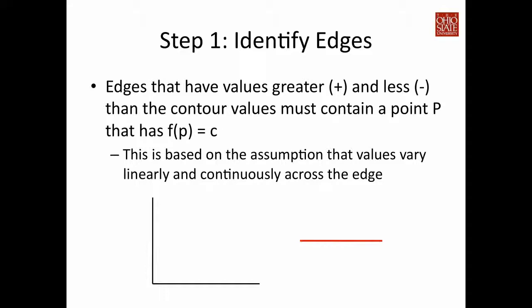Assuming two endpoints on the edge, V1 the value of P1 and V2 the value of P2. Assuming one is greater than the ISO value C, here I use the black dot, and the other is lower than the ISO value, depicted as the white circle. On the left of this slide, I plot the function value of P1 and P2, where the x-axis is the position and the y-axis is the function value.